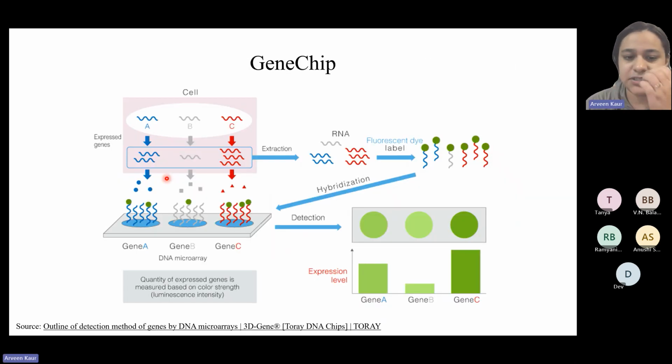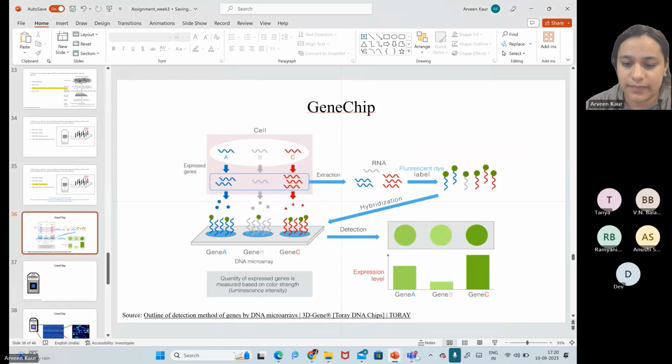What happens in a gene chip actually is that we again have a microarray-like chip, right? Wherein we will give some sample, which we will extract first of all, then we will extract maybe, okay, somebody's trying to join.